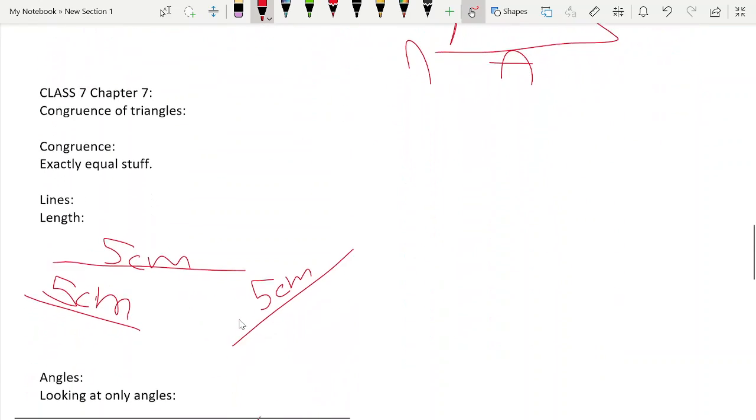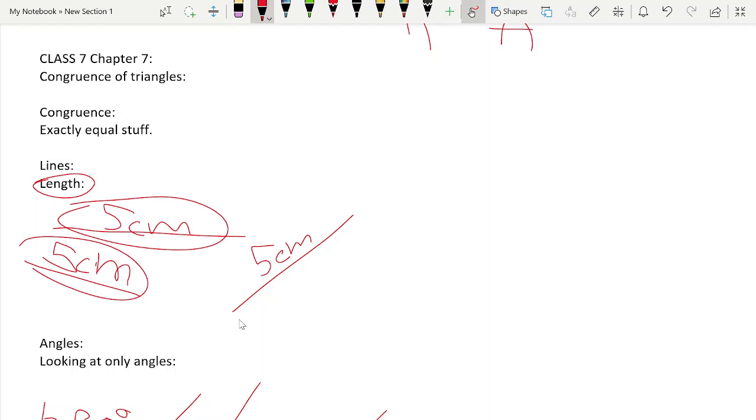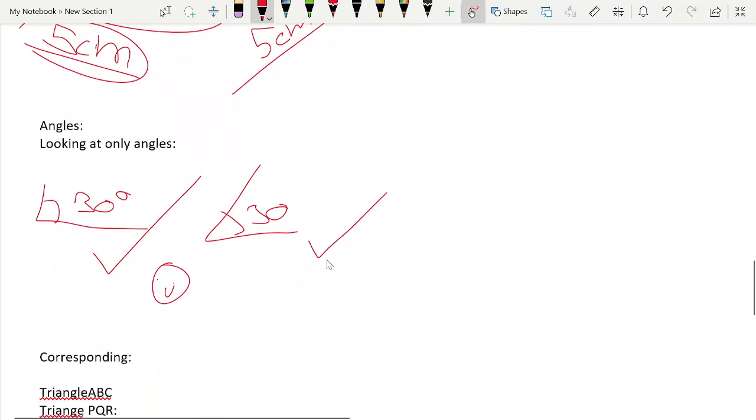Okay, let's move on to the 7th chapter, congruency of triangles. Congruence means exactly equal. If you have lines, we only look at the length, and if the lengths are equal, then they're congruent. It doesn't matter if they're upside down or slanted. The length needs to be equal. Now in angles, we're only looking at the angles. We're not looking at the arms, okay? We're only looking at the angles.